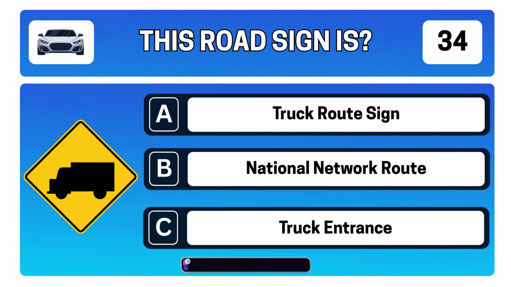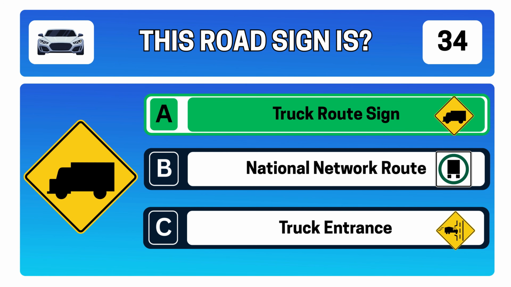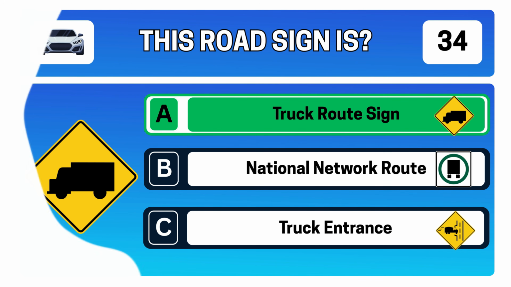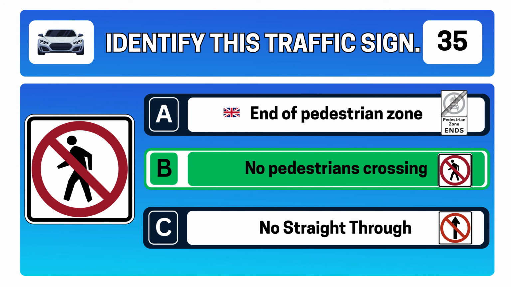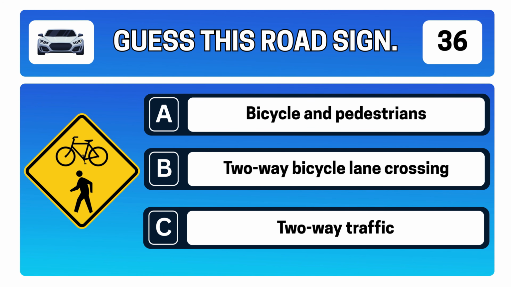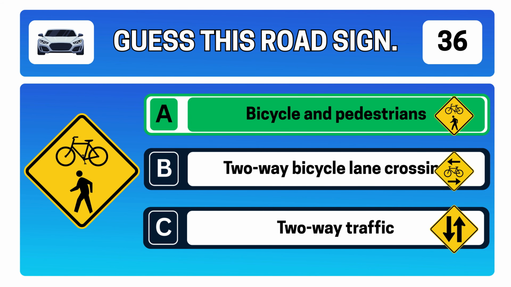This road sign is? Perfect. This is the truck route sign. Identify this traffic sign. Nicely recognized. This is the no pedestrians crossing sign. Guess this road sign. Exactly. This is the bicycle and pedestrian sign.